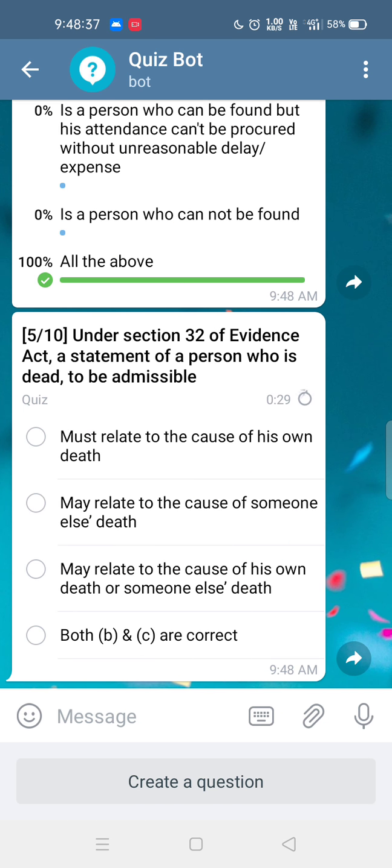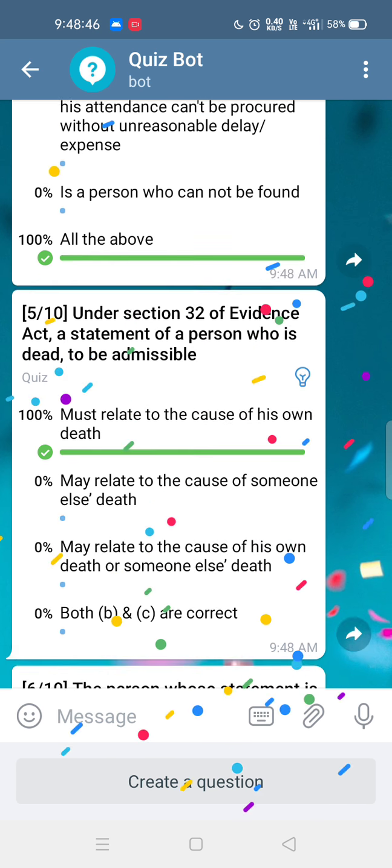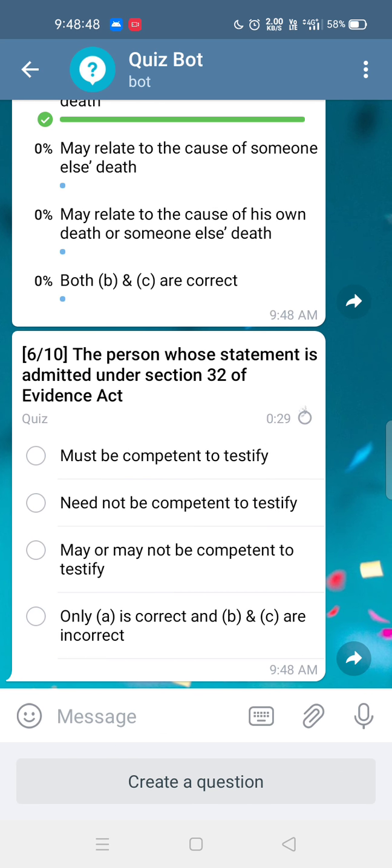Under Section 32 of Evidence Act, a statement of a person who is dead to be admissible must relate to the cause of his own death. Option number A. The person whose statement is admitted under Section 32 of Evidence Act must be competent to testify, need not be competent to testify, may or may not be competent to testify. Option number C.